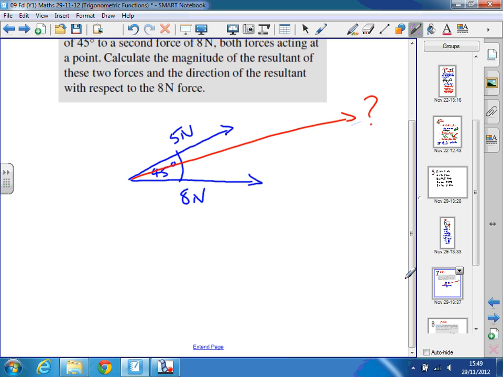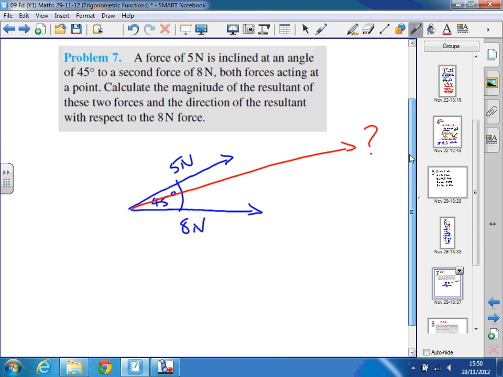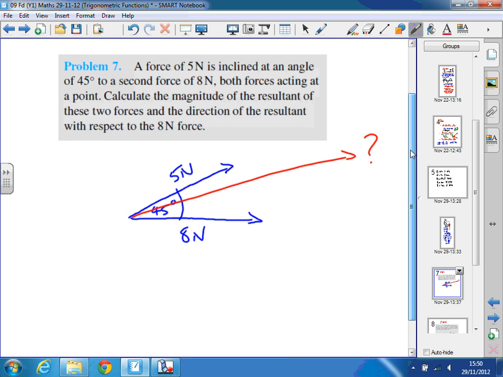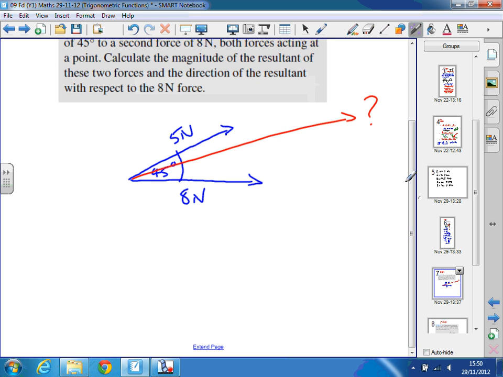Okay, another way to do it is what's called a tip-to-tail method. So I do the 8 Newton force, and then I draw the 5 Newton force at the end and find the resultant that way. That's the way I want to approach it now. Another way to do it is to find the total horizontal and vertical components of each one, and then add them together and find the resultant. And that's the way it's worked out in the textbook, because it says, oh no, it doesn't. No, I'm thinking of another example. So let's have a look at this by using the tip-to-tail method.